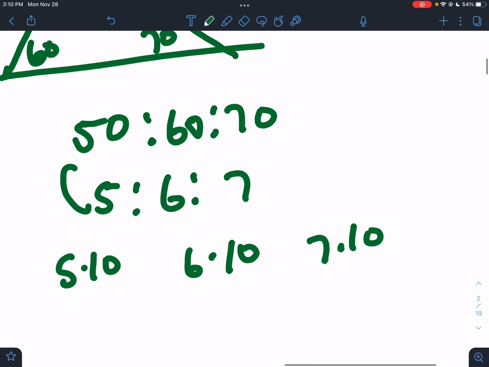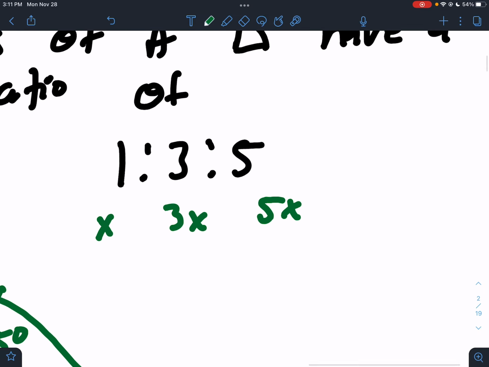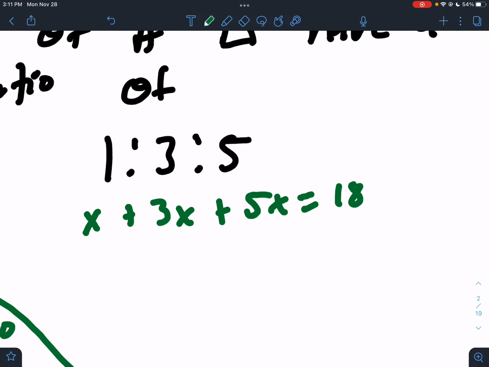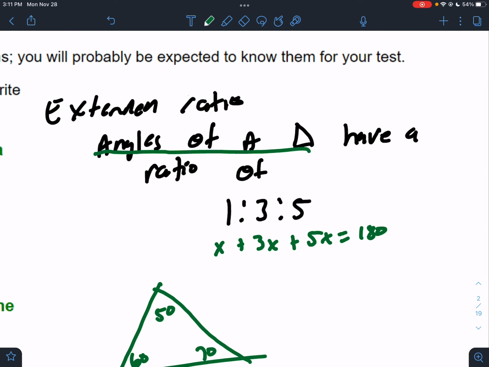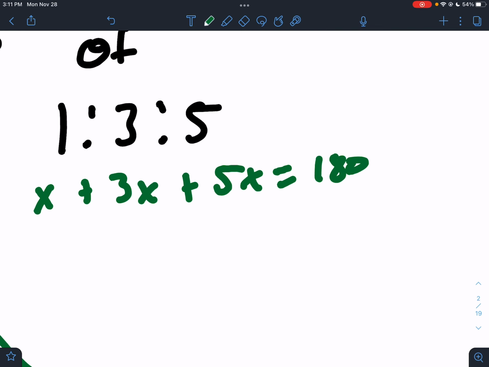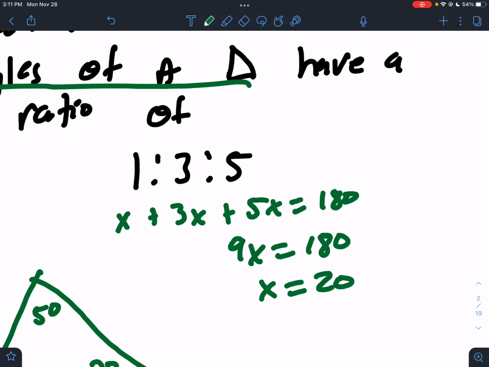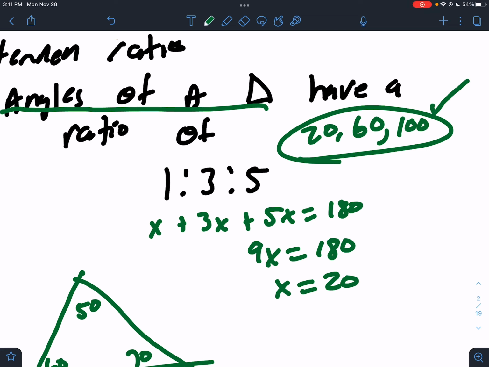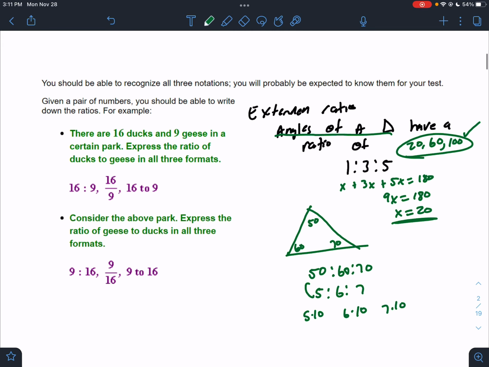It was 5 times 10, 6 times 10, 7 times 10. So it's the same number every time. We're going to call it x. And we know that if we add those original numbers, they have to add up to 180. The original angles of a triangle have to add up to 180. So we know this must be true. Well, that would be 9x has to be 180, so x has to be 20. That means that our original sizes are 20, 3 times 20 is 60, 5 times 20 is 100. Those are the original angles of the triangle. This was the factor that they reduced by, so we multiply that back in, boom. We're going to circle back to that later.